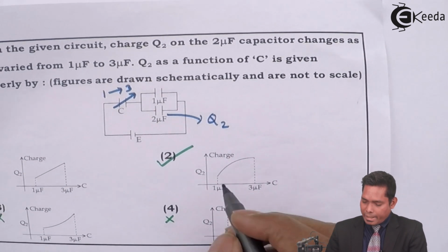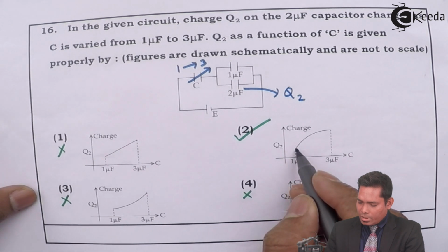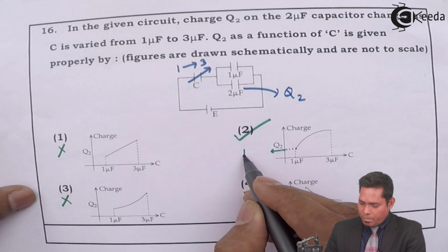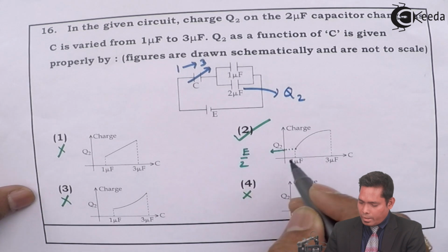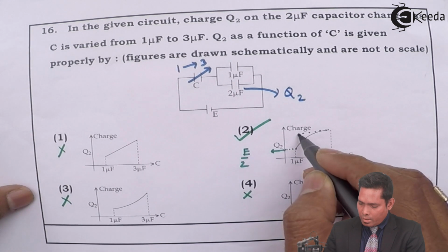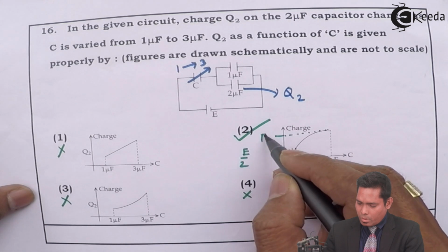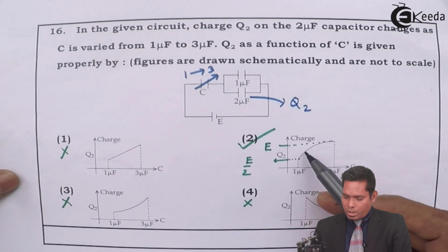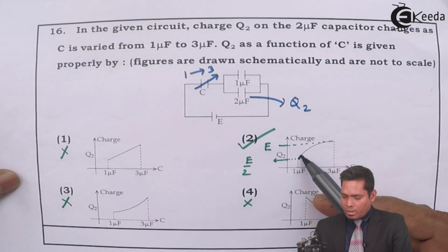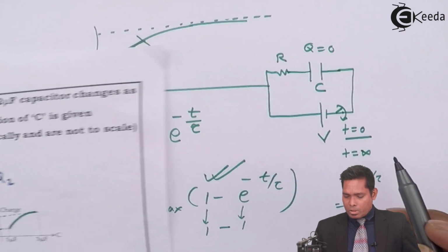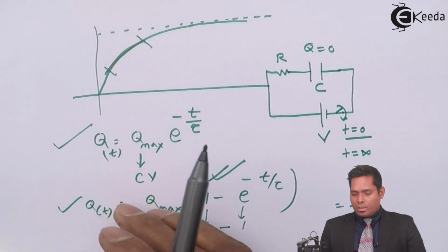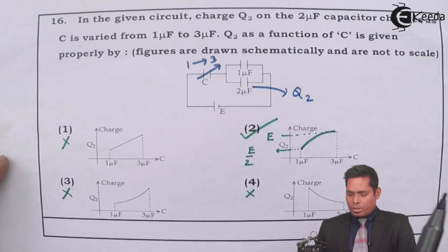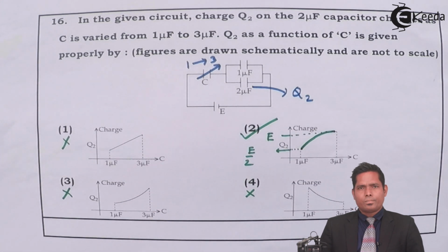I can say that the charge here is E by 2, and here the charge will be equal to E. During this time, from here to here, it will be like we have discussed so far. So that is the answer to this question. Okay, so the correct option is 2. That is the answer. Thank you.